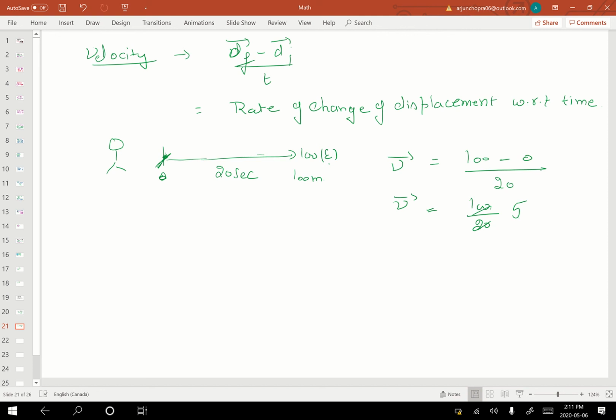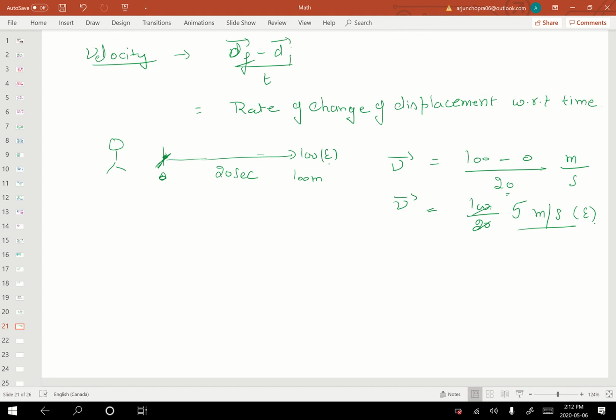And what are the units of velocity? If I wanted to find out, we can derive the units of velocity also. The displacement is in meters and time is in seconds. So the units of velocity become meters per second. So 5 meters per second, and this value comes out to be positive, so it means it is towards the east direction.